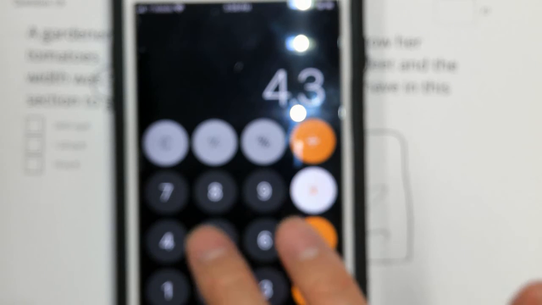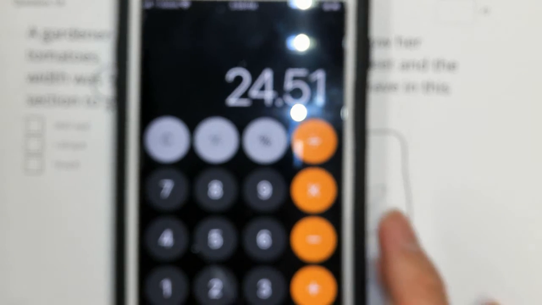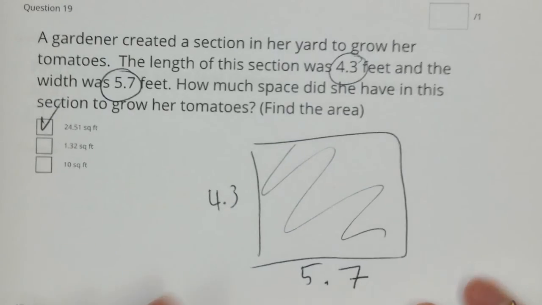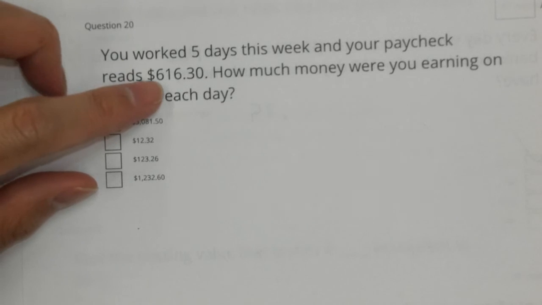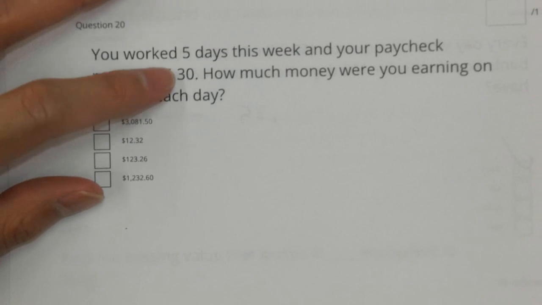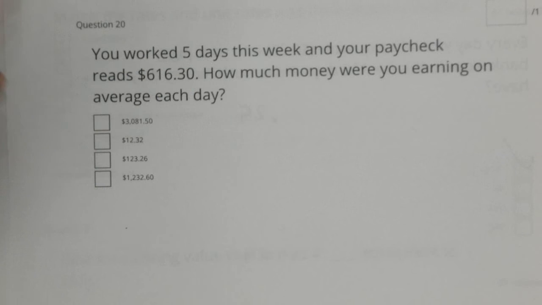4.3 times 5.7 equals 24.51. Boom, that's your answer. And finally, we're on question 20. You worked 5 days this week and your paycheck reads $616.30. How much money were you earning on average each day?